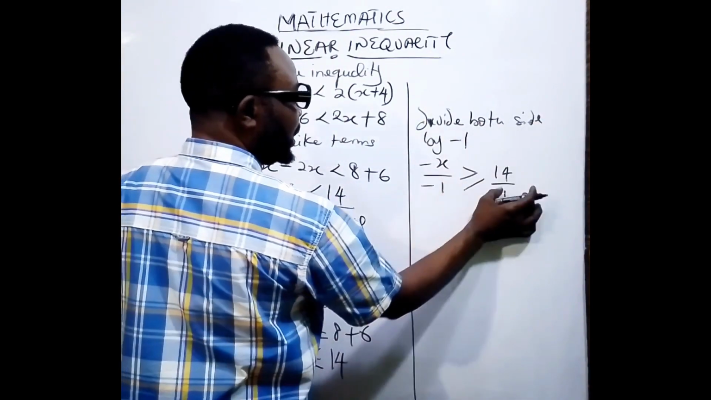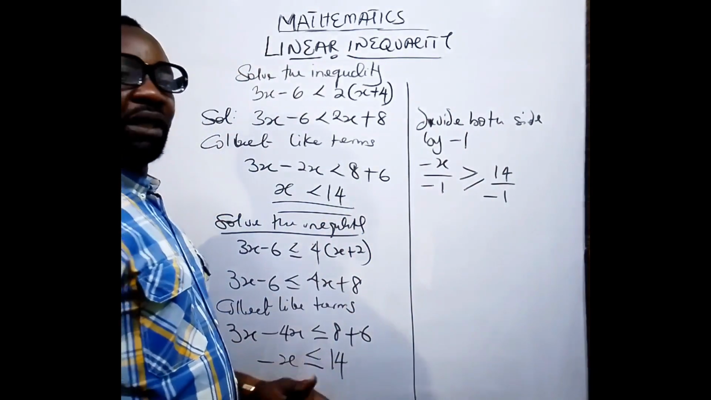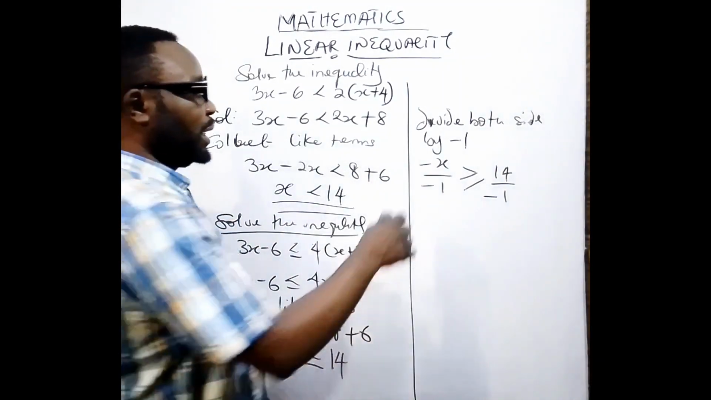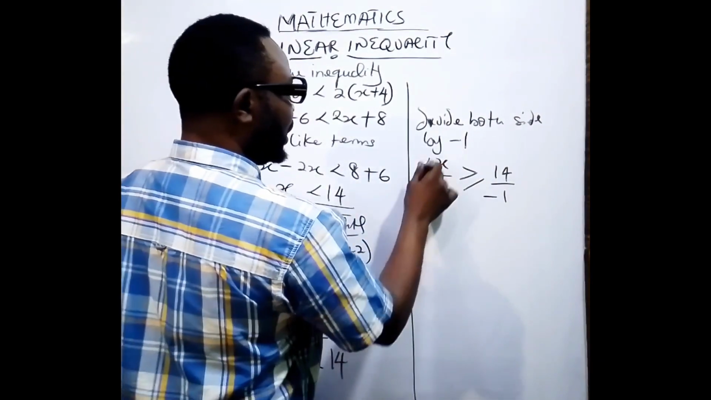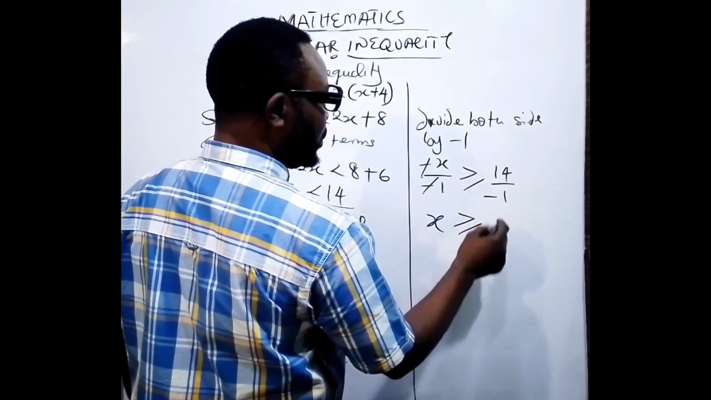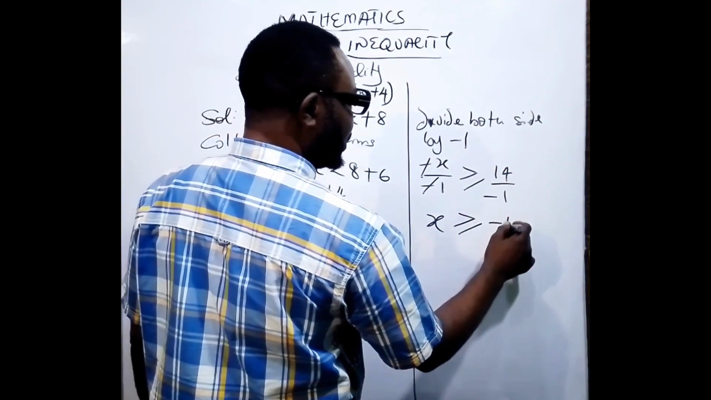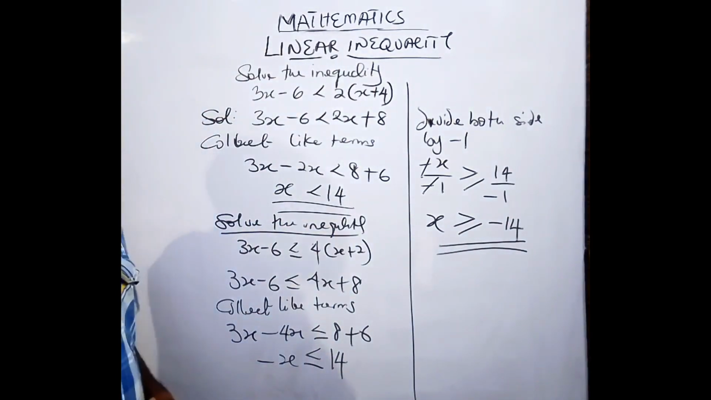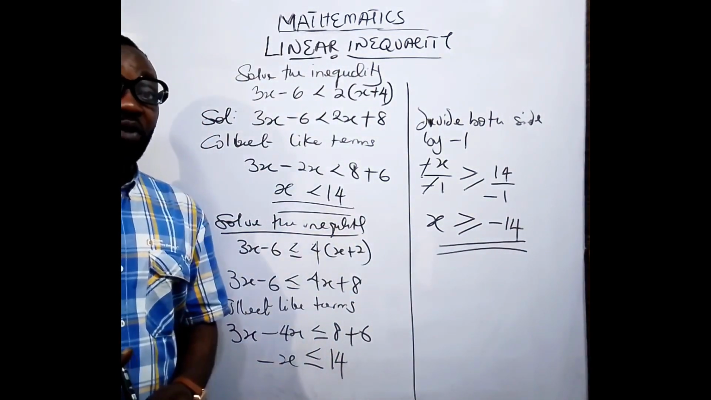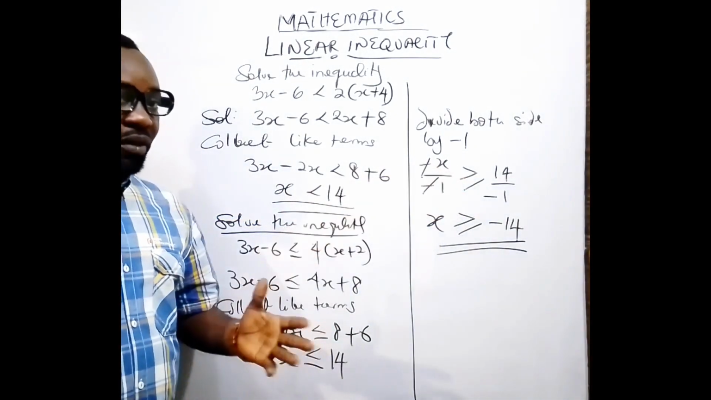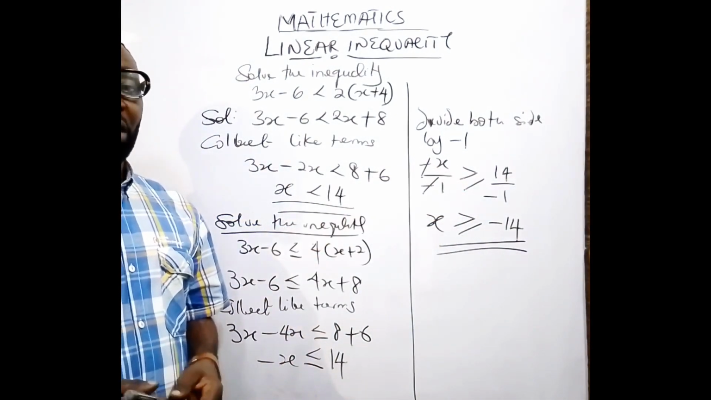This is the step we have done, and the condition has said it. If you multiply or divide both sides by a negative value, then the sign will change. So we are having this one to cancel each other out. So x will be greater than or equal to minus 14. So that is the answer to this one. You can see the condition, we have to make sure that we meet it. If we do not make changes to this sign here, definitely there's going to be a problem with our answer.